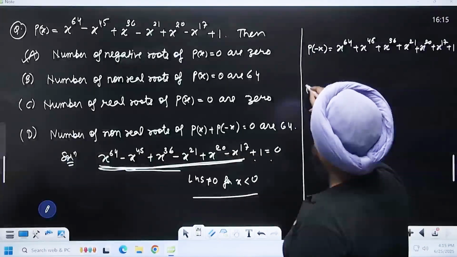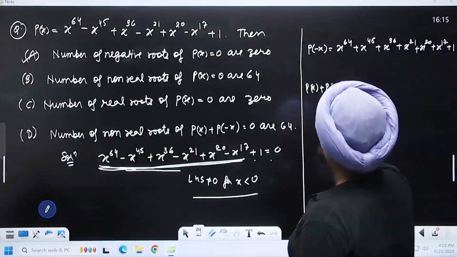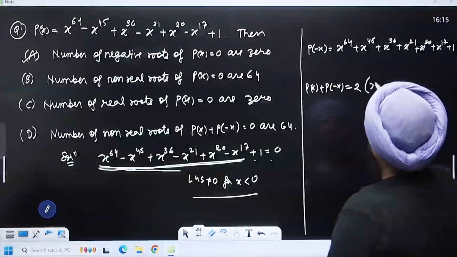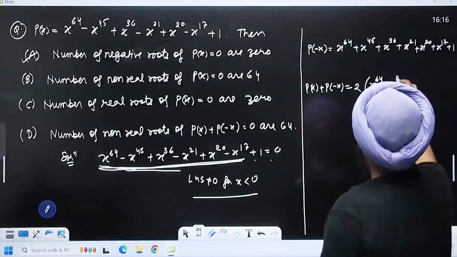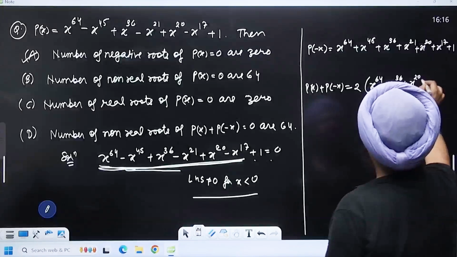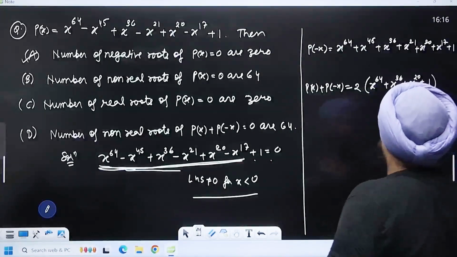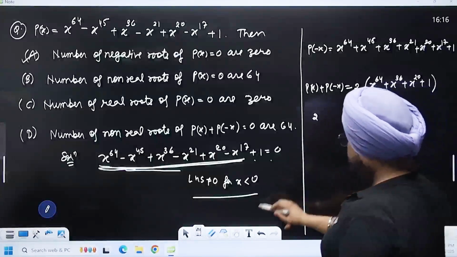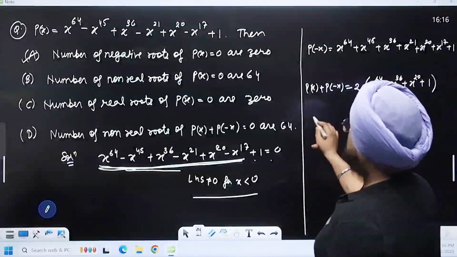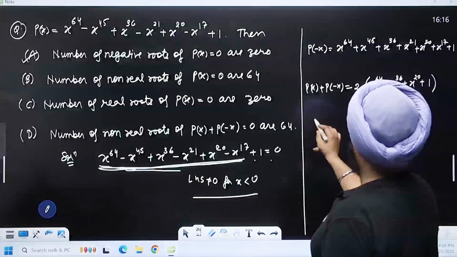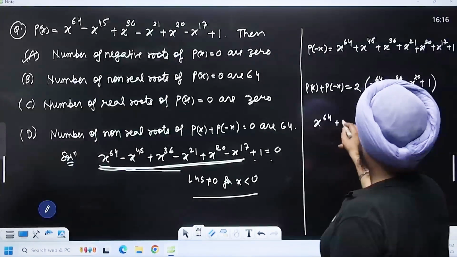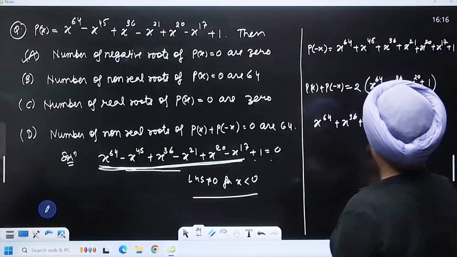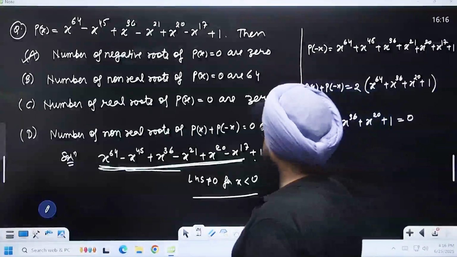If we add both of them, we will get twice of x to the power 64 plus x to the power 36 plus x to the power 20 plus 1. And we need to find the roots of P(x) + P(-x) = 0. So, roots of this equation.